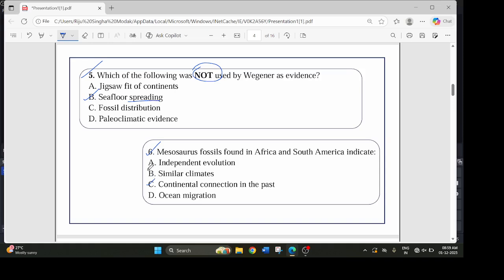The first option, independent evolution, is highly unlikely for identical species separated by the ocean. Similar climates: while the climate might have been similar, the ocean barrier makes migration impossible. And option D, ocean migration: as freshwater animals, they could not survive in salt water. That's why the correct answer is continental connection in the past. Option C.